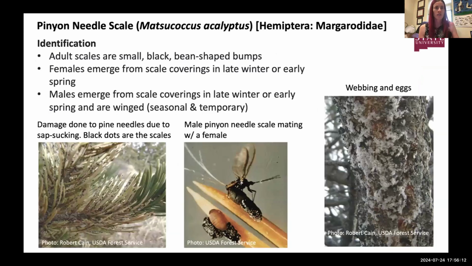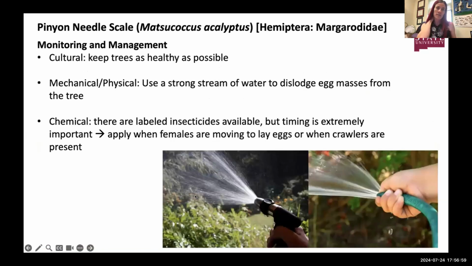Another scale insect, the pinion needle scale. These are like little tiny bean-shaped dots on the leaves of your pinions. They cause leaves to yellow and die back. The females emerge from their little coverings in the late winter or early spring, and the males will emerge from their covering in the late winter or early spring as well. And that's so that they can mate, but the winged forms and the crawling forms are temporary. Another thing you can notice is all this webbing and eggs during that time of year, as shown in this right photo. So with these pinion needle scales, again, tree health, very important.